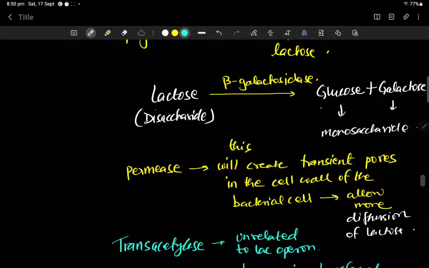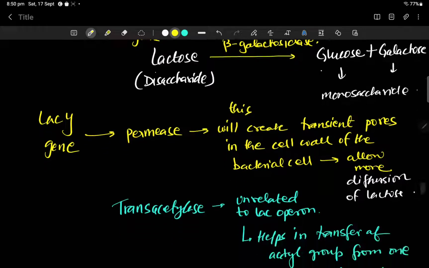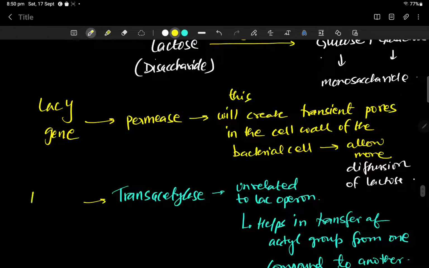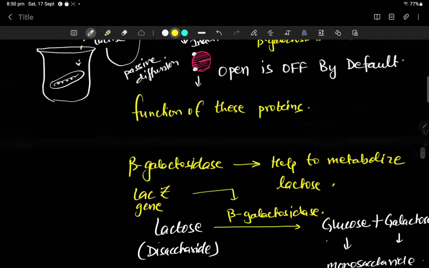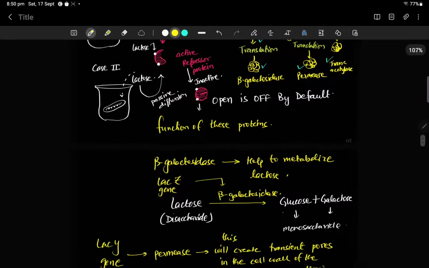And you should know from where these genes are coming. Beta galactosidase is coming from the LAC-Z gene. Permease is coming from the LAC-Y gene, and transacetylase is coming from the LAC-A gene. I hope you're getting this.